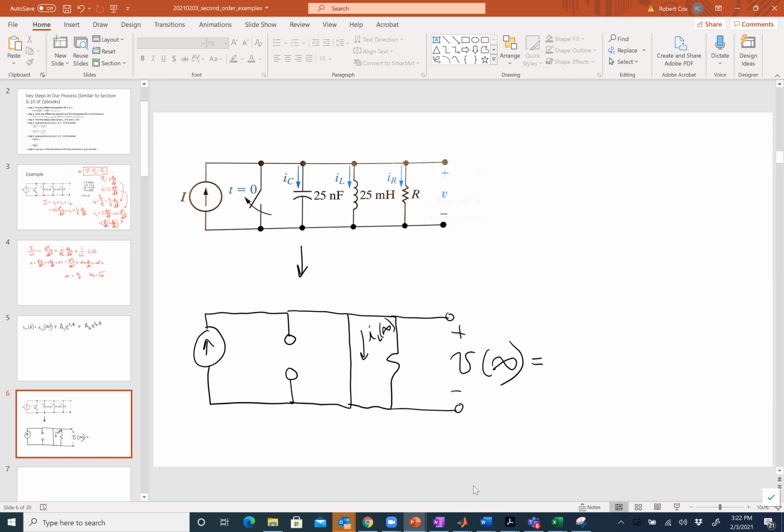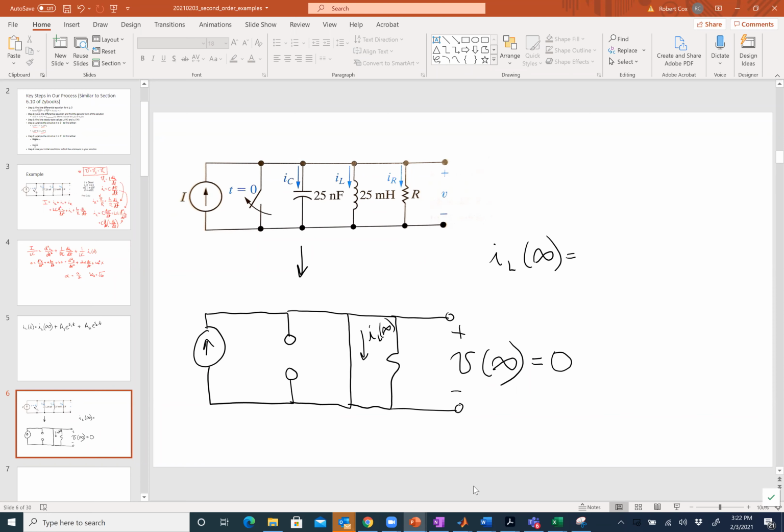It'd be 0 because of the short, right? 0 because of the short. That's right. 0 because of the short. If I do a KVL around a loop that includes the short circuit and this V infinity, it would be 0. Okay. So what about IL of infinity? What would that be?